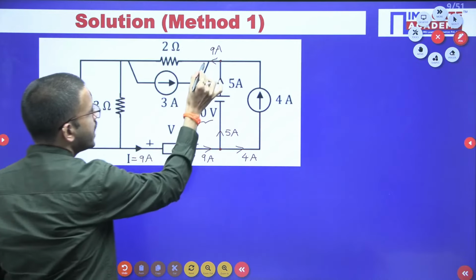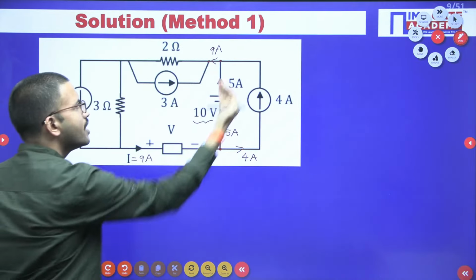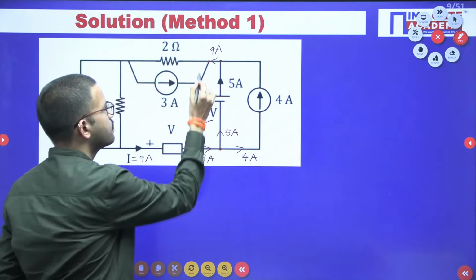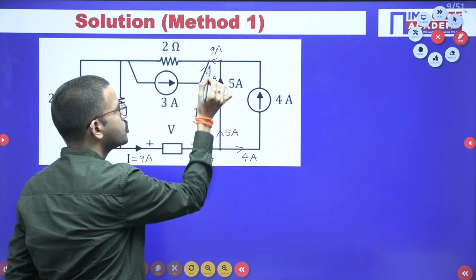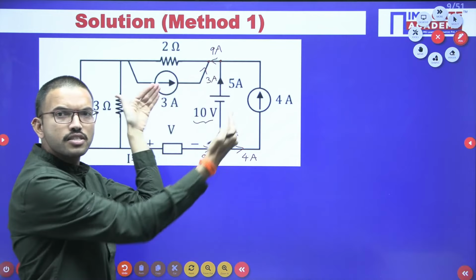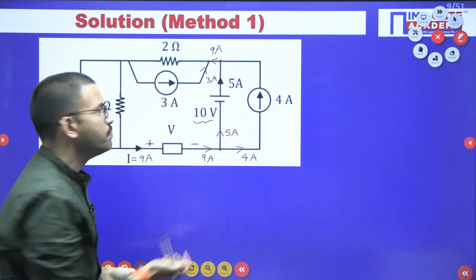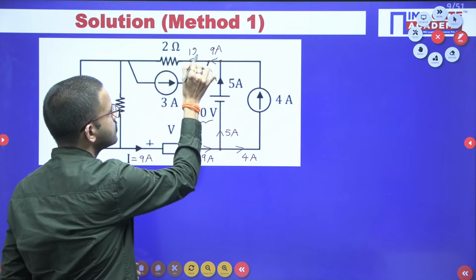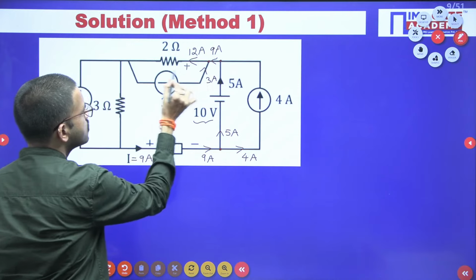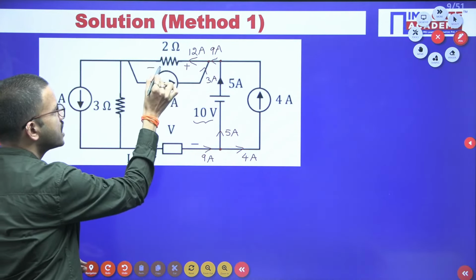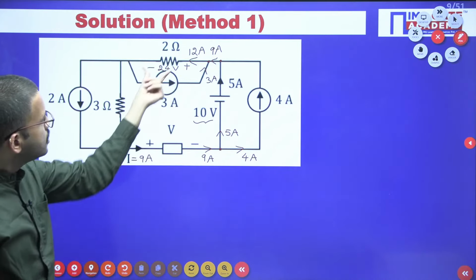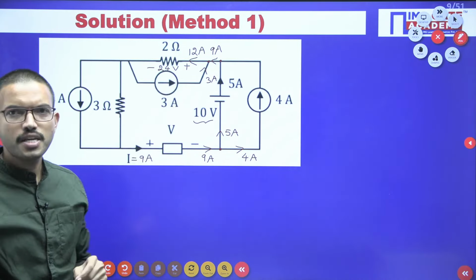Now at this node, 9 ampere current is entering in this branch, and 3 ampere current is entering in this branch. So at this node, in these two branches together 12 ampere is entering. That means 12 ampere should leave. Now by using Ohm's law, you have 12 ampere and 2 ohm. That means you get 24 volts. And these two are in parallel. In parallel, voltage will be the same, right?